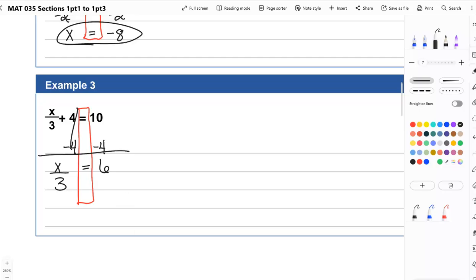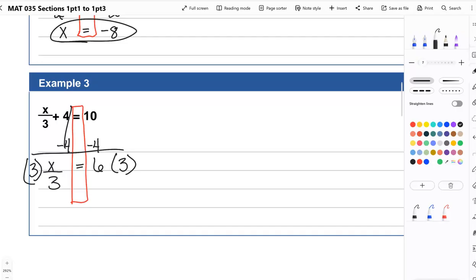The relationship between the x and the 3 is division, right? That's what that bar means. So the opposite of dividing is multiplying. What I do on one side, I've got to do on the other. So now I have a 3 at the top of the fraction and a 3 in the bottom of the fraction. 3 divided by 3 is 1. 1 times x is just x, and 6 times 3 is going to be 18. So we're going to get x is equal to 18.